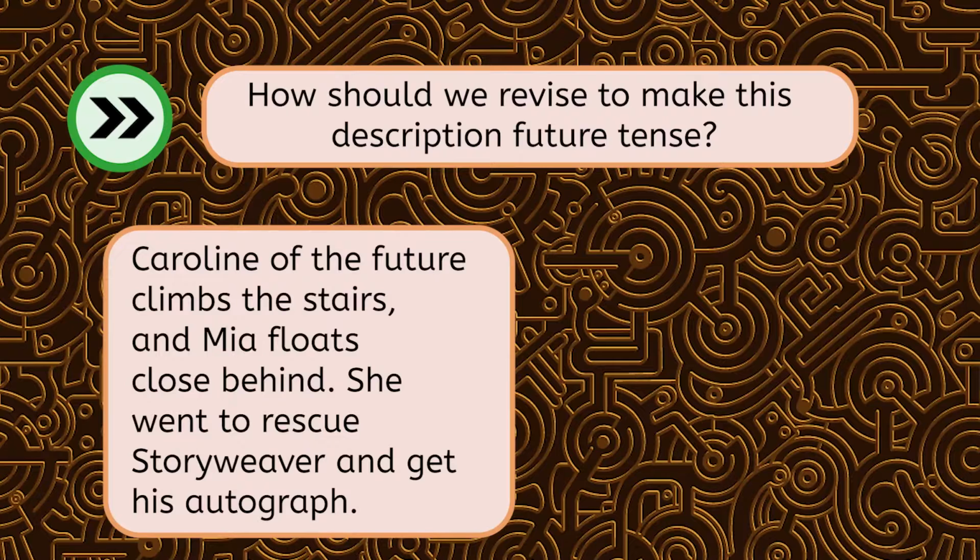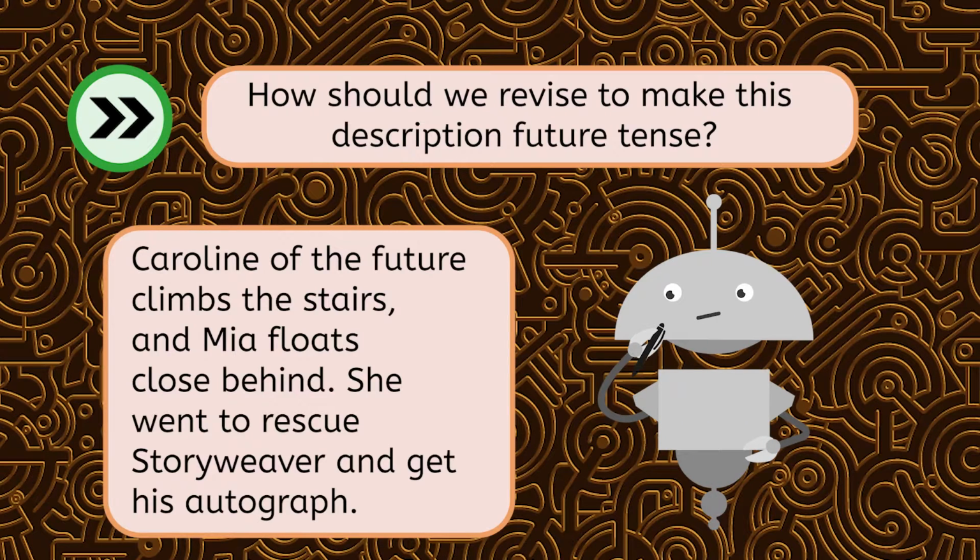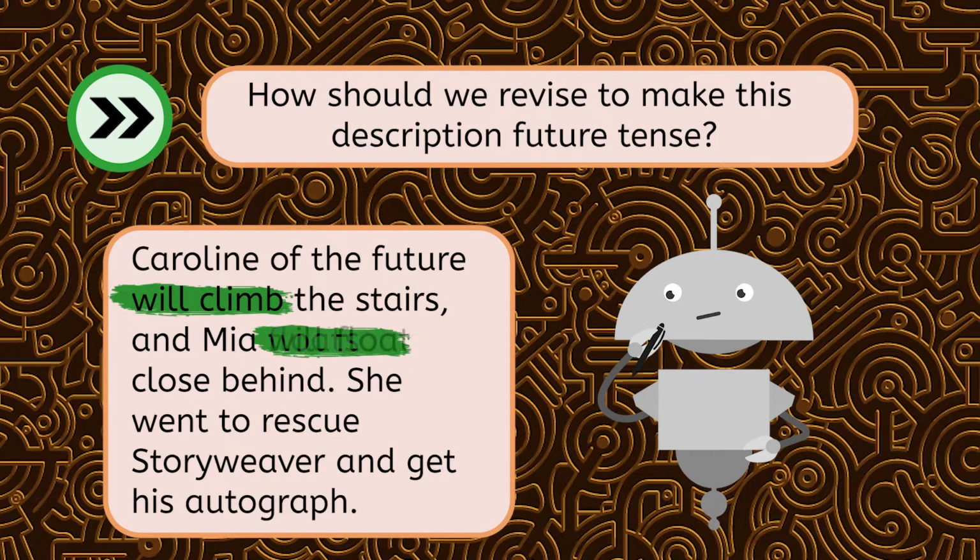Caroline of the future climbs the stairs, and Mia floats close behind. She went to rescue Storyweaver and get his autograph. Can we revise this to make it clear it occurs in the future? Instead of present tense climbs and floats, we can say will climb and will float. And went is past tense, so we might change that to is going to go or something similar.